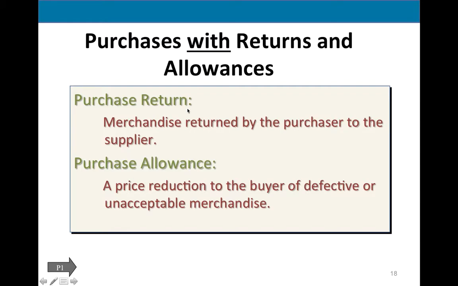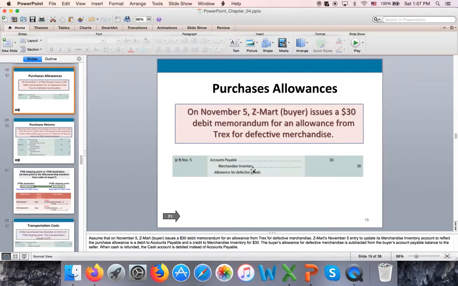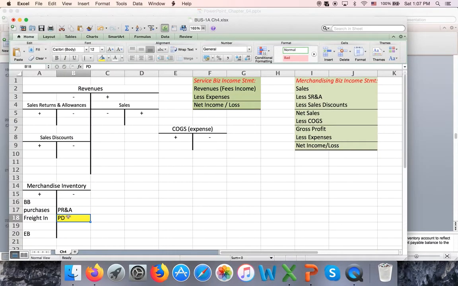From the accounting perspective, they are the same. It's not an account. We call this type of transaction PR&A, purchase returns and allowances. Here's an example. On November 5th, we, the buyer, issue a $30 debit memorandum for an allowance from Trex for defective merchandise. Pretty much my inventory costs me less, right? $30 less. So that's where it goes. This allowance does not go to any other account but merchandise inventory. So whether you have a return or an allowance, it decreases the cost of inventory.